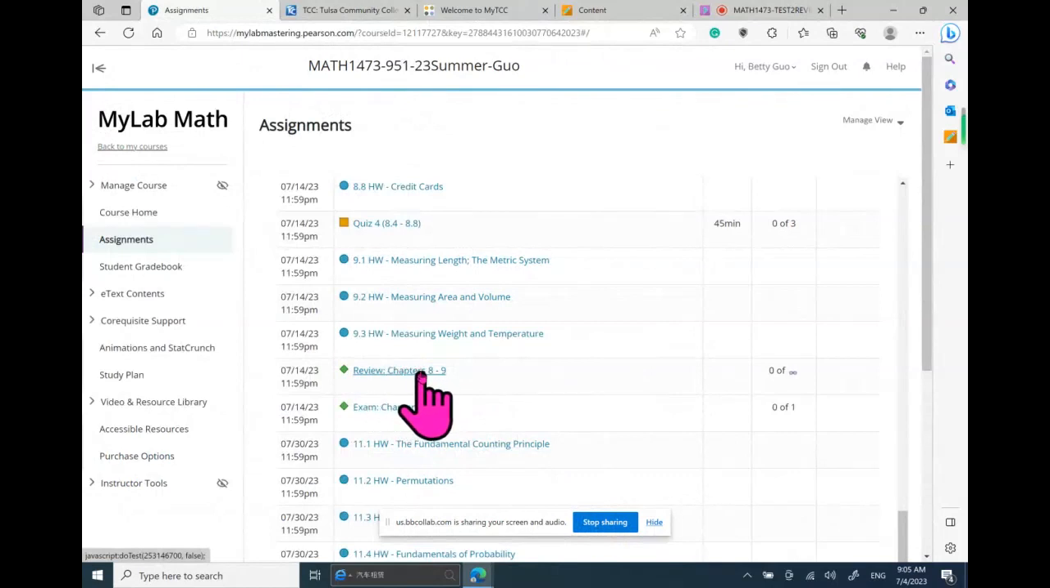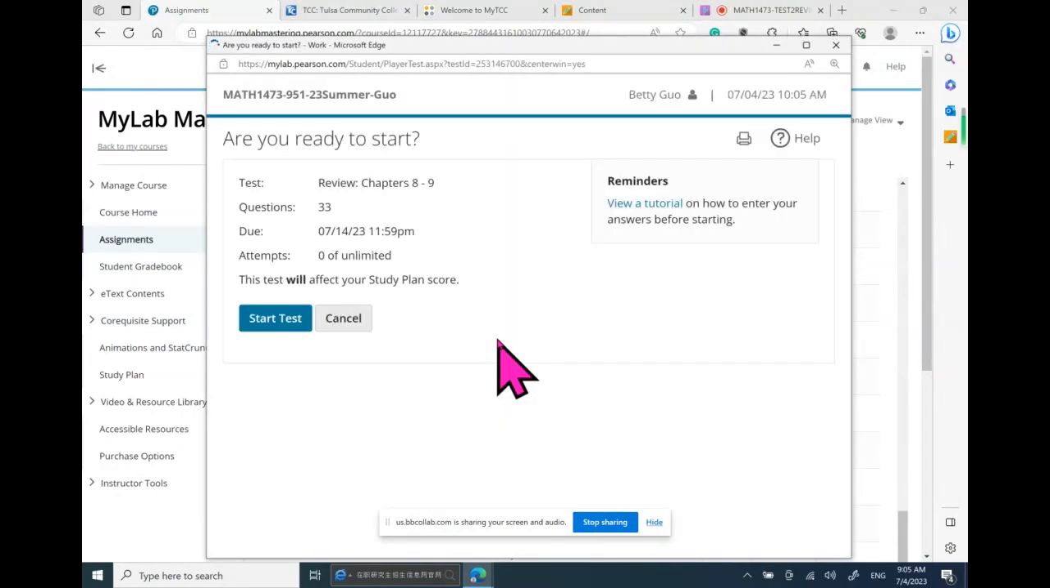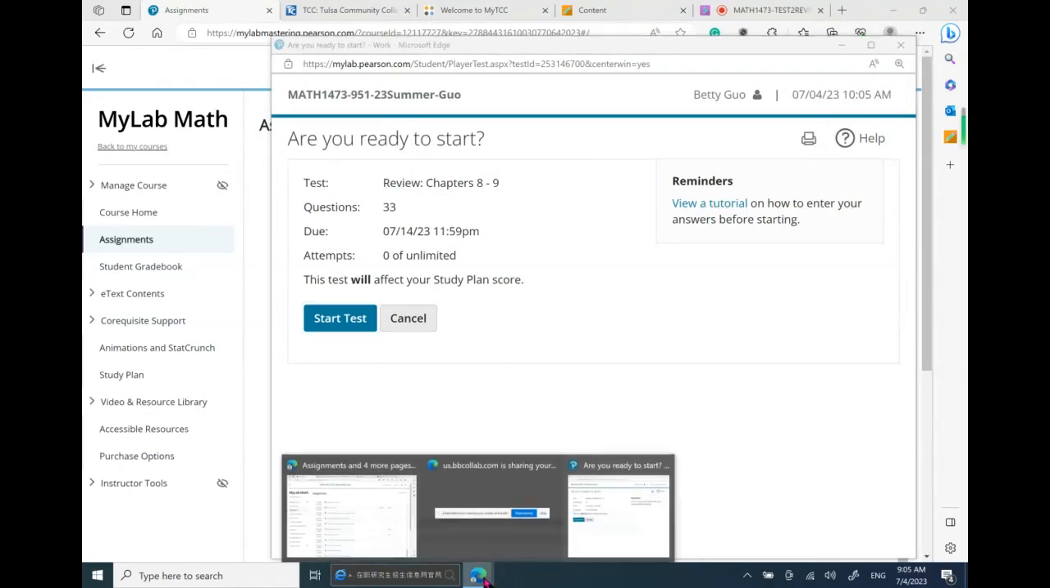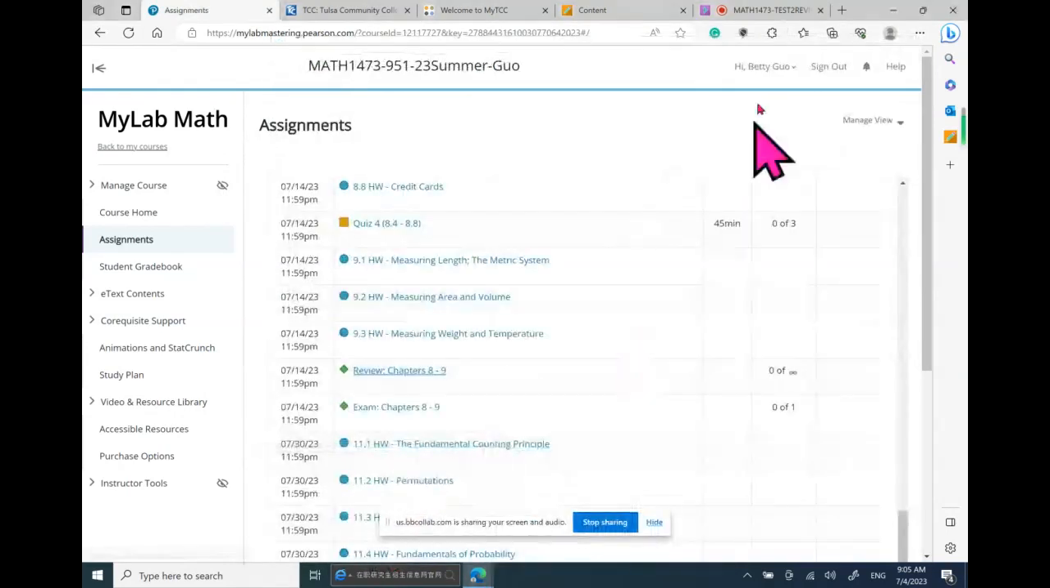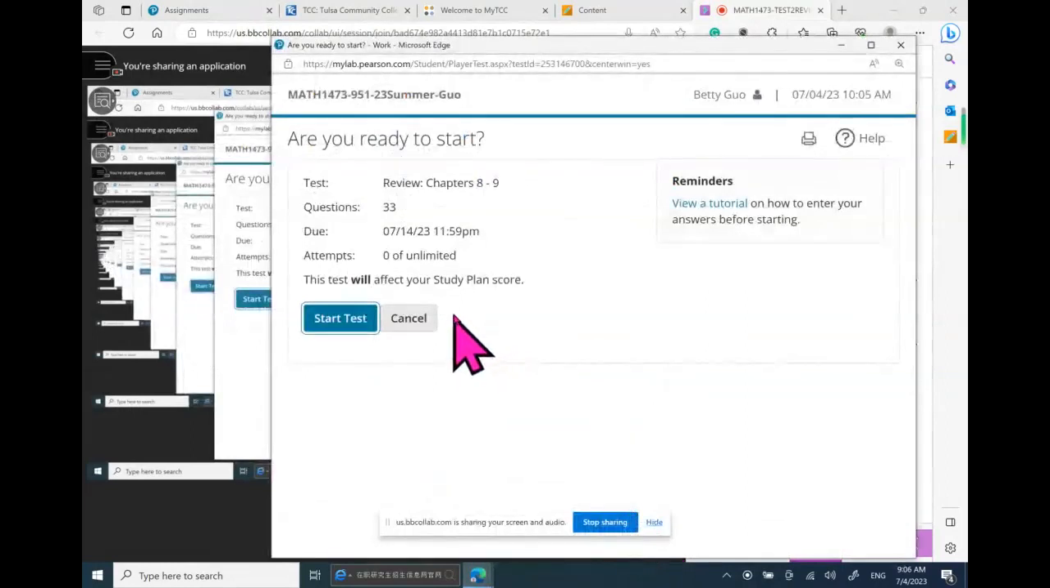Test 2 covers chapter 8 and 9. There are 33 questions in the review. What I remembered is there are about 15 questions in the actual test. Let's get started.